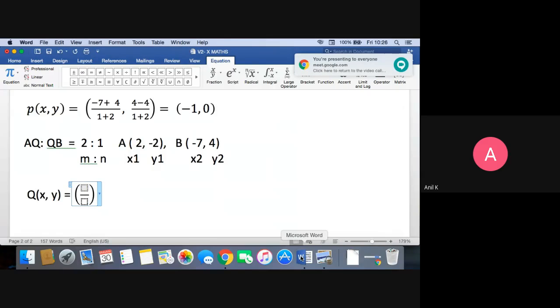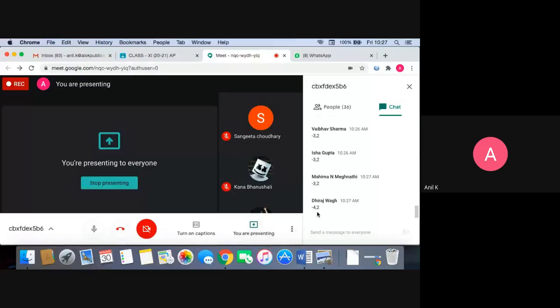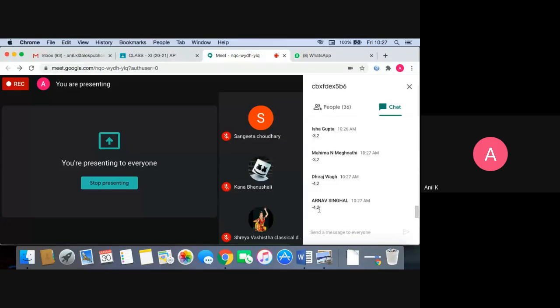Let me check. Minus 14, minus 2 upon 3. I think minus 3 comma 2 is a wrong answer. Yeah, Dheeraj, minus 4 comma 2 is the correct answer. Please check, you'll get minus 12 upon 3. Minus 12 upon 3 is minus 4, 3 4s are 12. Yeah, minus 4 comma 2 is the correct answer.